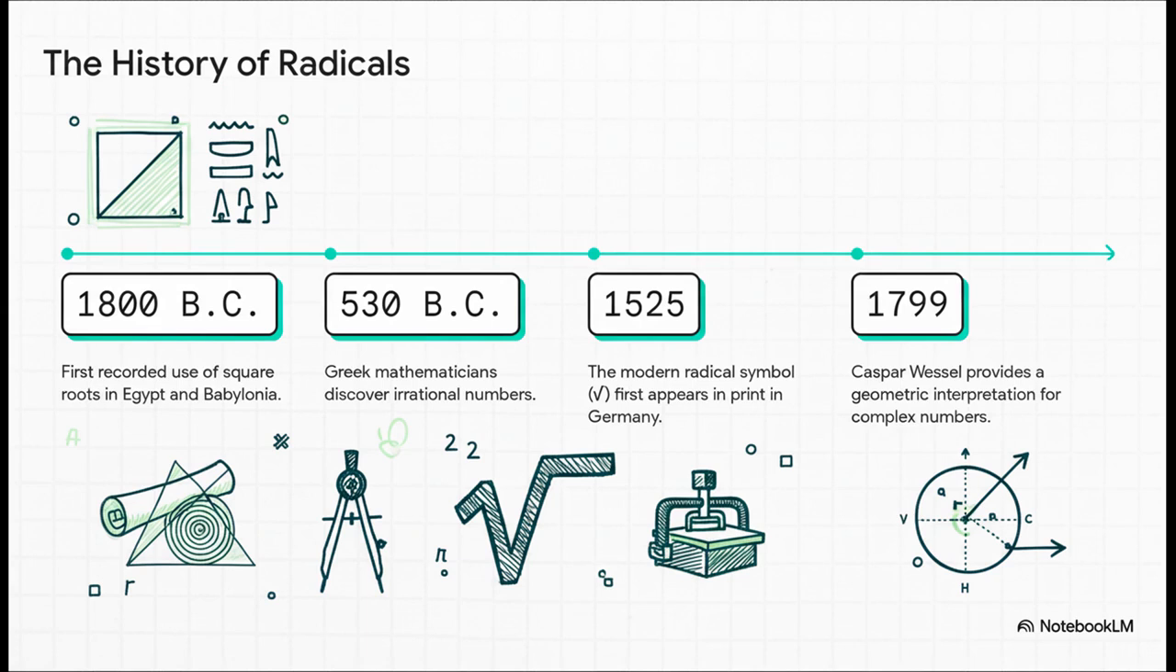People in ancient Babylonia and Egypt were messing with square roots way back in 1800 BC. Then the ancient Greeks bumped into them and discovered irrational numbers, which probably blew their minds. And it wasn't until 1525 that a German guy named Christoph Rudolph first printed something that looks like the symbol we use. It's been a long, long road.